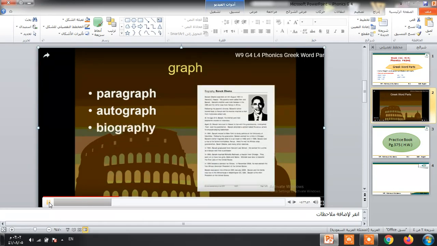Biography. Biography is writing a story about a person. What did they do in their lives? When were they born? Where? What did they do? Did they invent anything important? What is their contribution to the community? We write biographies of famous people mostly, like President Barack Obama, the previous president of the United States. When was he born and all of these things? You will find it in his biography.